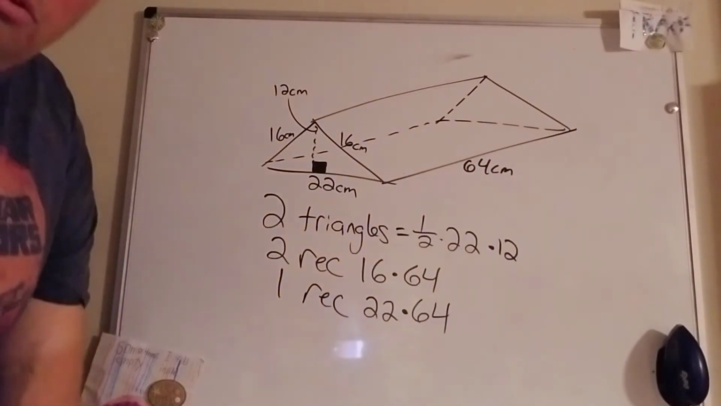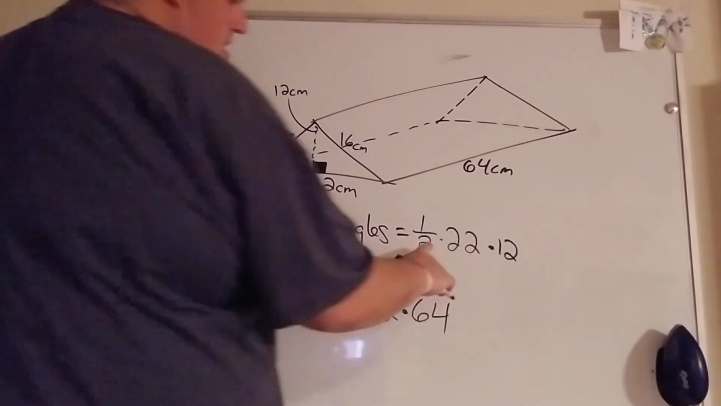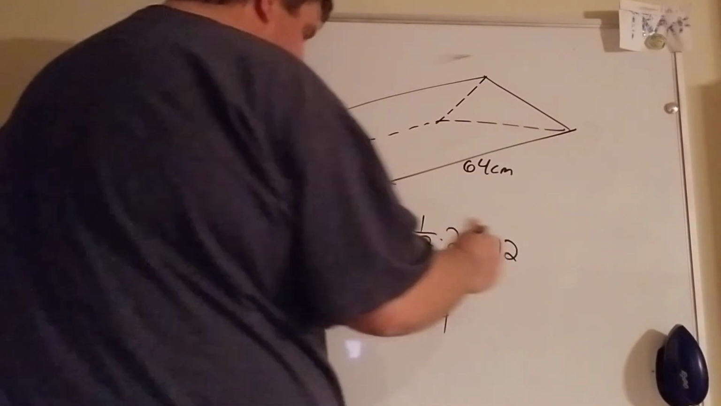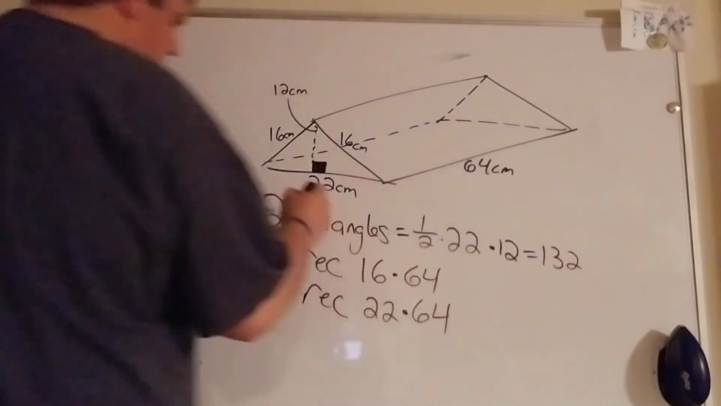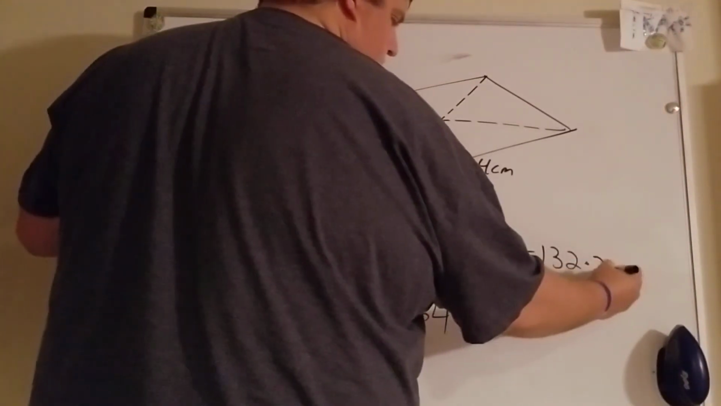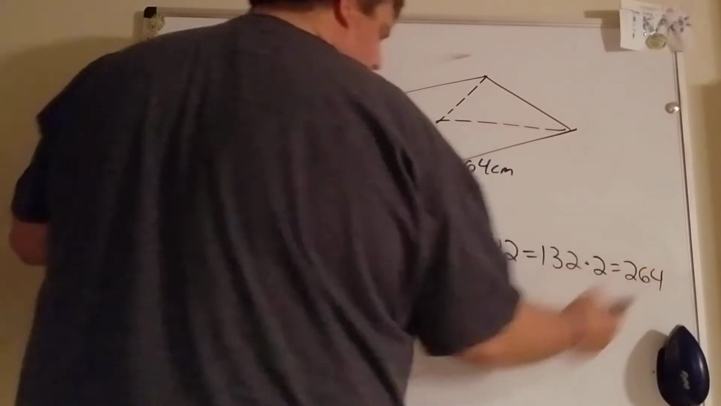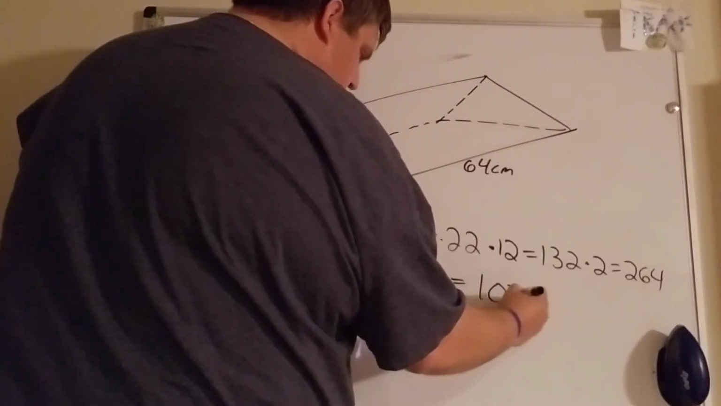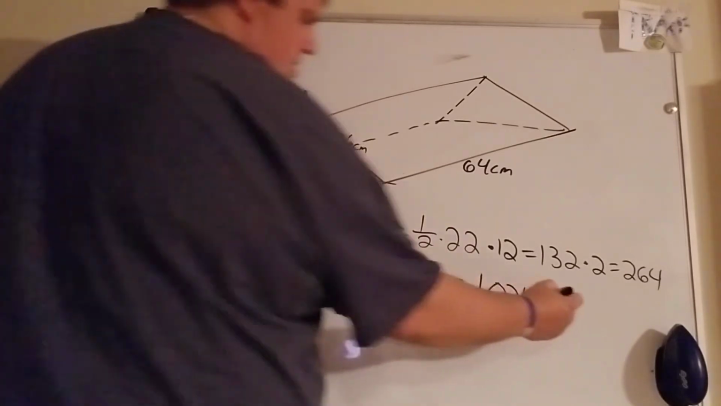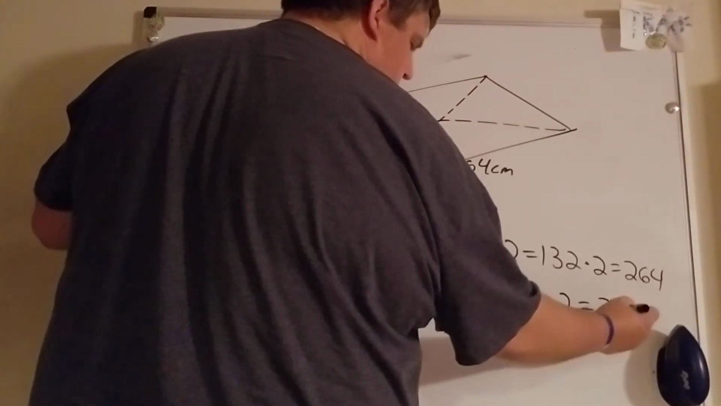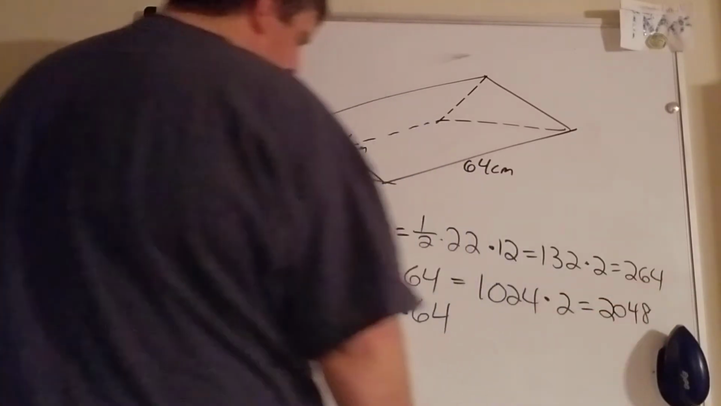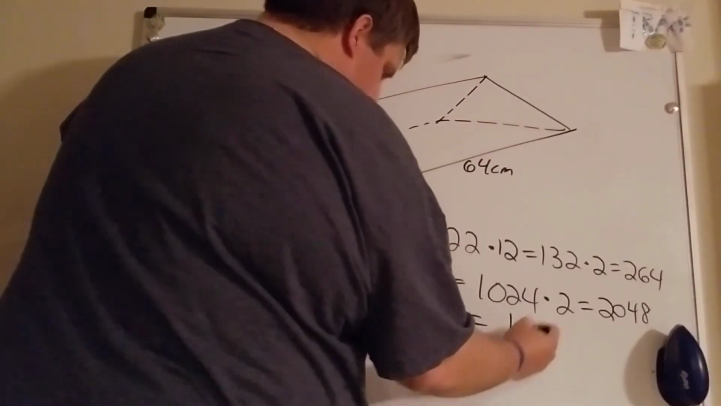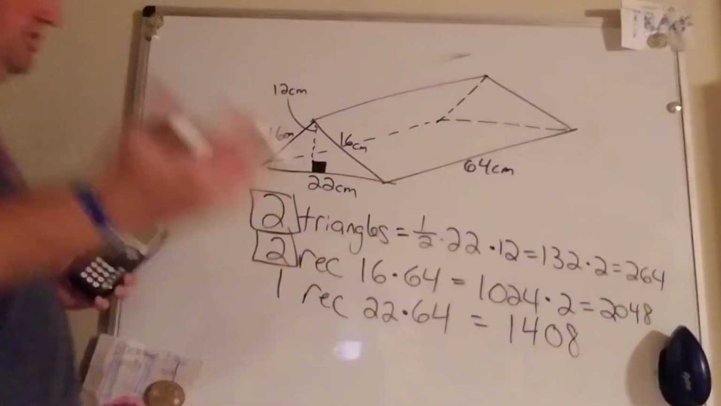Cool. So now I just got to do all the worky parts, right? So 1/2 times 22 is 11. 11 times 12 is going to give you 132. But don't forget there's 2 of those. So that's going to be 264. 16 times 64 is 1024. But again, there's 2 of those. Let's multiply that by 2. We get 2048. And then lastly, 22 times 64 is going to be 1408. There's only 1 of those, so we just leave that.